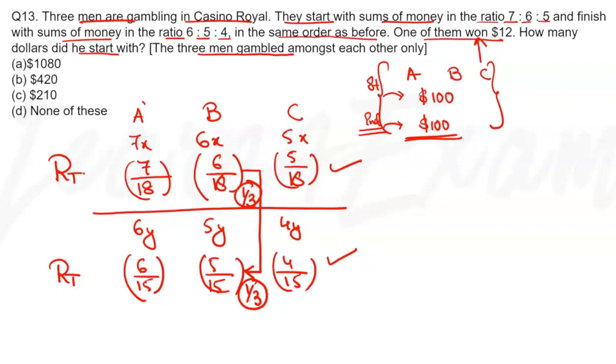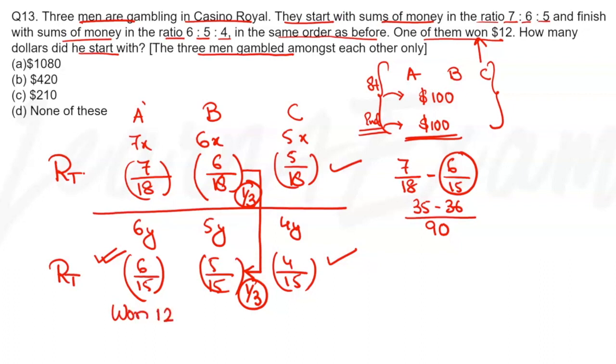Right? Okay, so we have 7 by 18, 6 by 15, 5 by 18, 4 by 15. So let's check for A. Is 7 by 18 greater than 6 by 15? So let's subtract the ending money from the starting money. The denominator would be equal to 90. So 35 minus 36. Yes. Since I'm having a negative number, that means the ending money with A is higher than what he started off with. So A won $12, right? So if A won $12, C has to lose $12. So C lost $12.